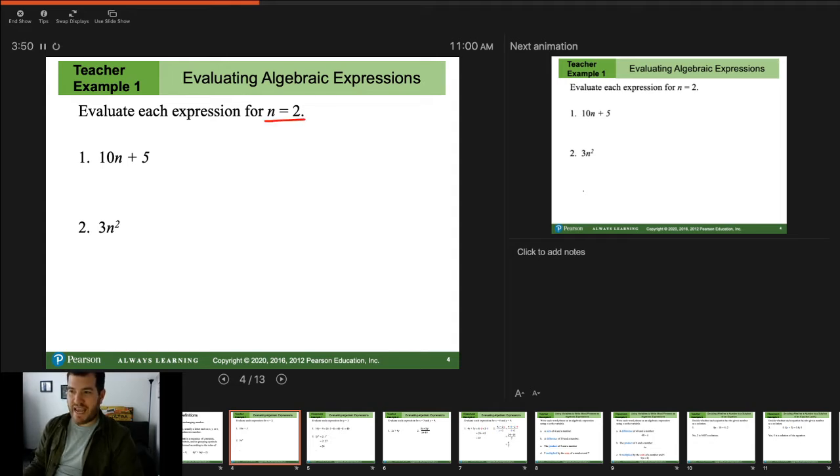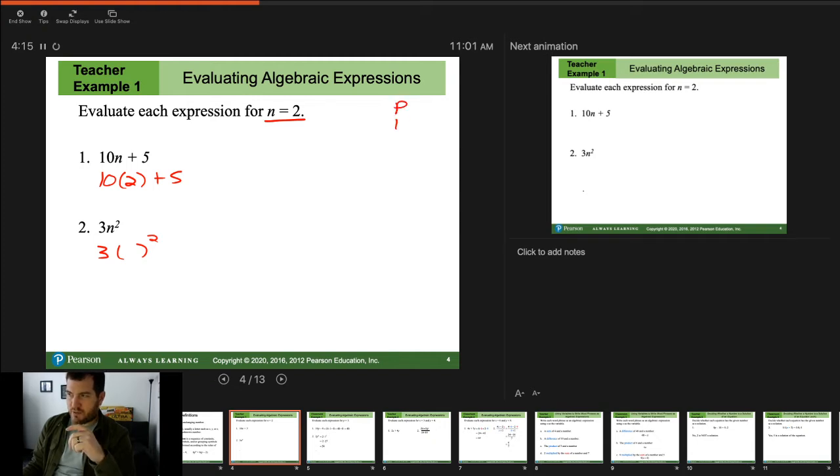So I have this 10n plus 5. The first step that I always do, and I'll explain as we go further along why I do this, is anywhere I see a variable, I just put a set of parentheses. Even down here, I'm going to put a set of parentheses in that. And now we're trying to evaluate this for n equals 2, so I'm going to put a 2 in there.